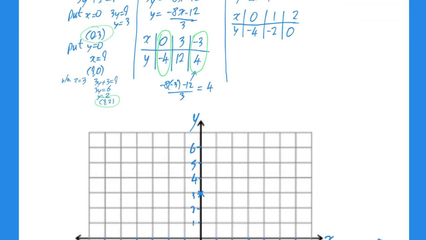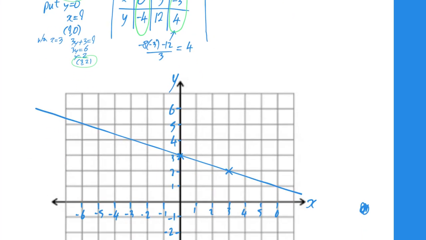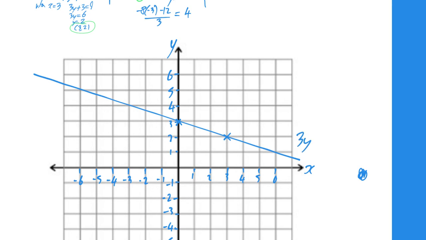So 0, 3, you can see we've already plotted. 3, 2 is going to be here. And then we can link those up with our straight line and see what we get. So that was your line 3y plus x is equal to 9.